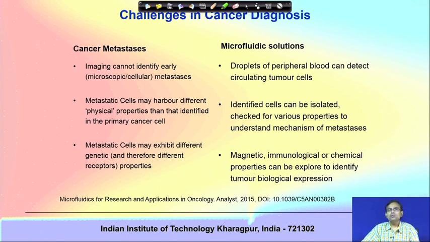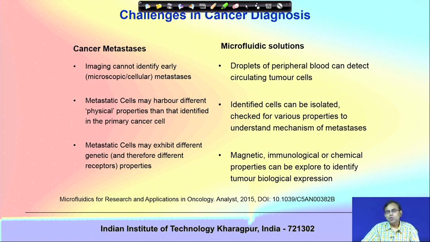So, as you all know, when cancer progresses, the most lethal stage of the cancer comes when the cancer cell moves from its origin in the human body or in whatever animal body to a distant location by bloodstream and creates a new cancerous trait at the new location where it has migrated. This is known as cancer metastasis.